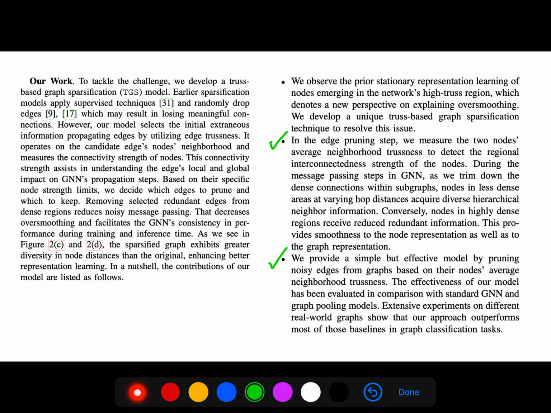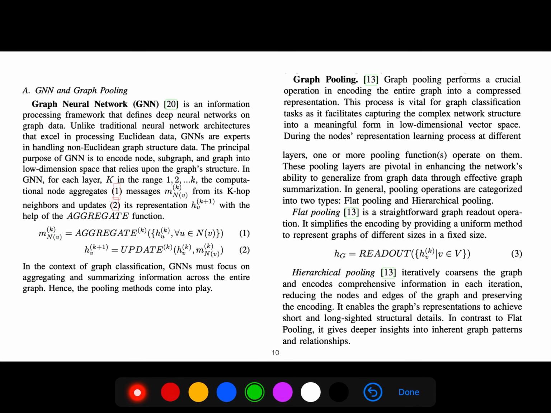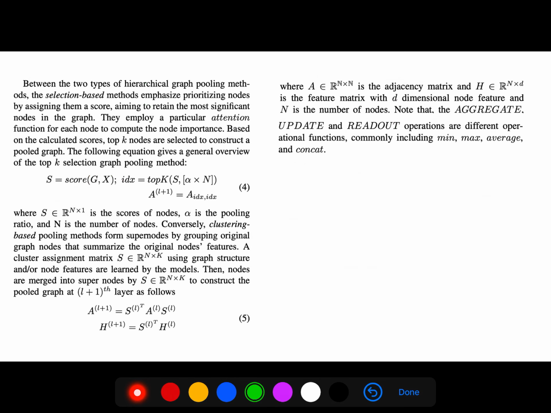And we develop a simple but effective model by pruning noisy edges from the graph based on their nodes' average neighborhood trustness. So the core of this idea is the trustness, a neighborhood trustness. Then there are the aggregation and update in message passing in any graph neural network. Then for pooling, you need to get a readout because you need to summarize them. And there are many approaches for pooling.